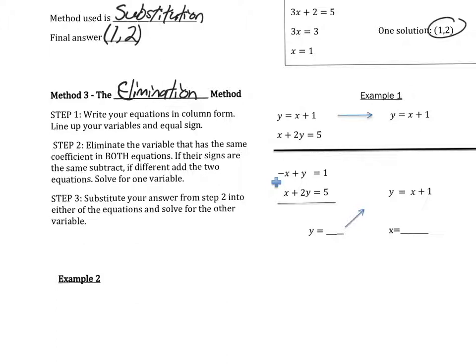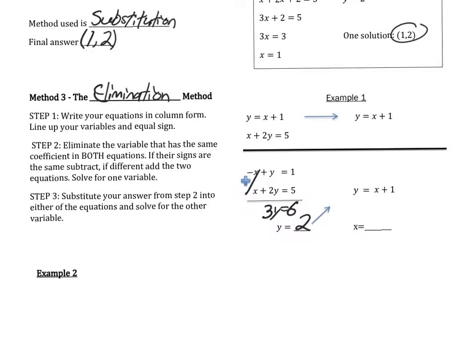So these two cancel out, and then 1y plus 2y equals 3y. 1 plus 5 is 6. Then my very last step says substitute your answer from step 2 into step 1. Okay, very first thing, let's just finish solving this. So if I divide by 3, y should equal 2. Now I'm just plugging that in to solve it.